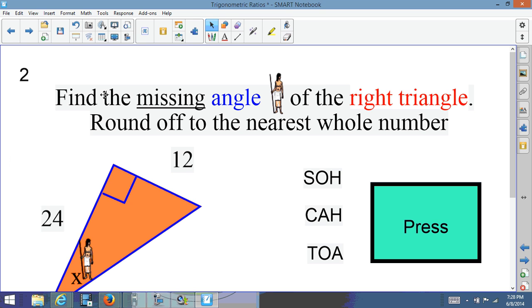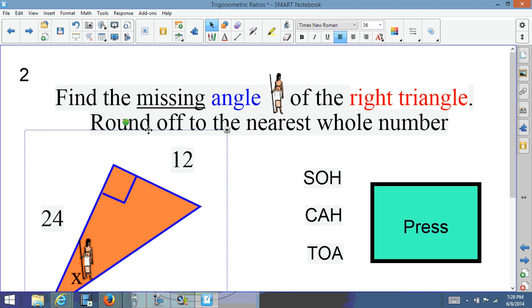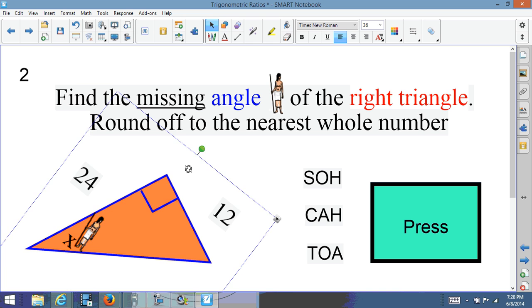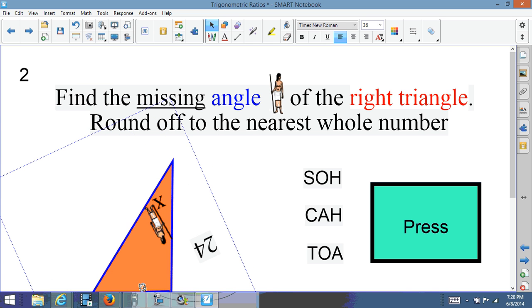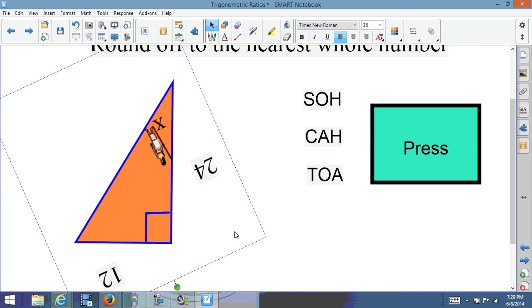So here's one for you. Find the missing angle of the right triangle. Round off to the nearest whole number. So sometimes the triangles are looking funny and turned upside down, so you might have to turn them and rotate a little bit to get them to look a little bit better for you. So here's SOHCAHTOA up there, and see what you got.